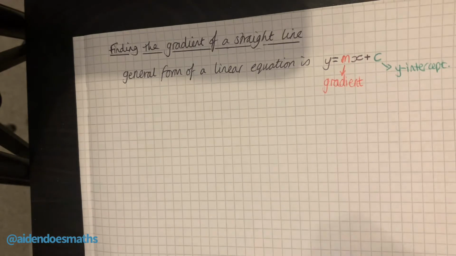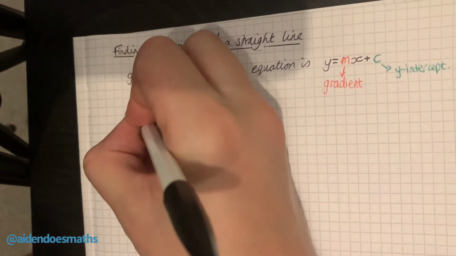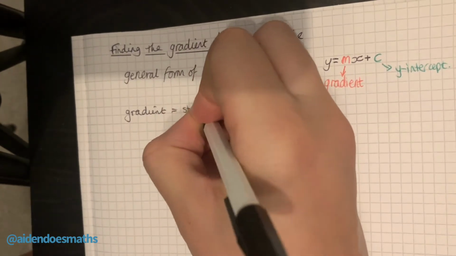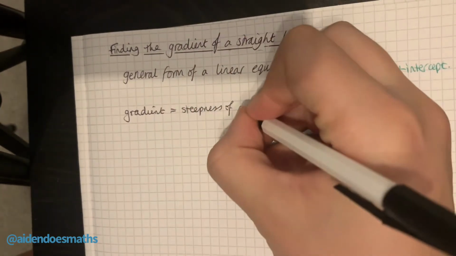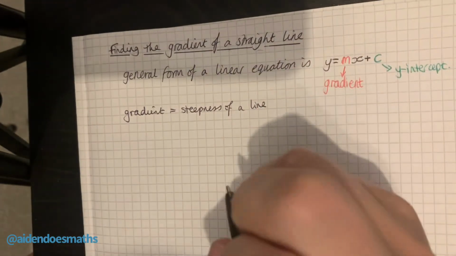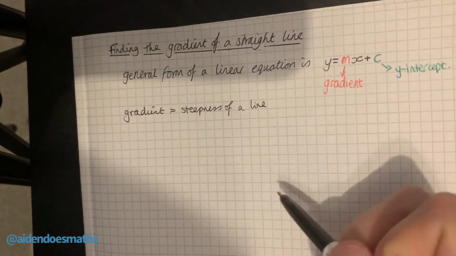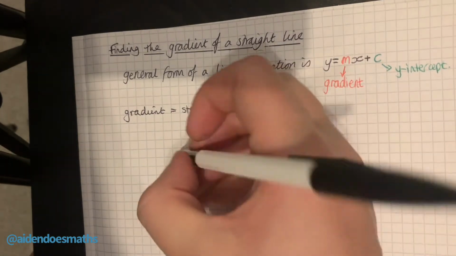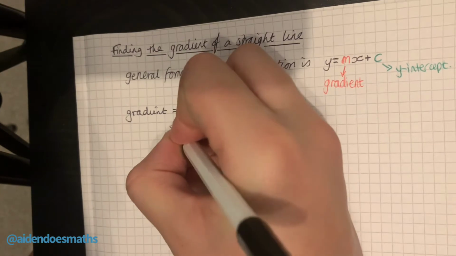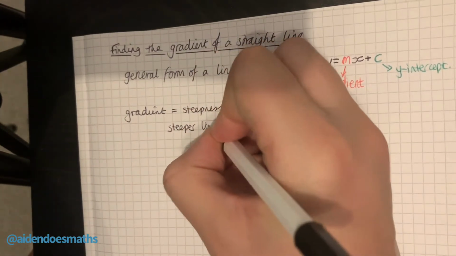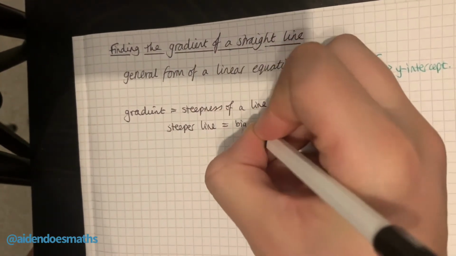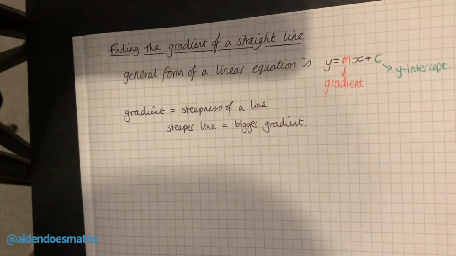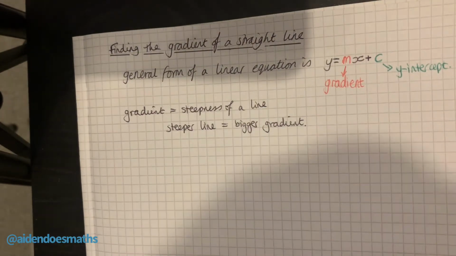So when we're looking at gradient, we can also describe it as the steepness of a line. Okay, so if it gets taller faster than it goes across, we know it's got a bigger gradient. So it's a steeper line, it's got a bigger gradient. So we can also say that. So just a few notes to get started in order to help us compare as well.